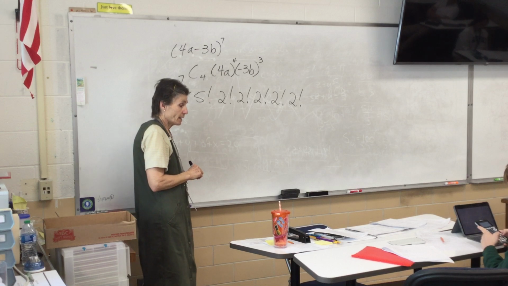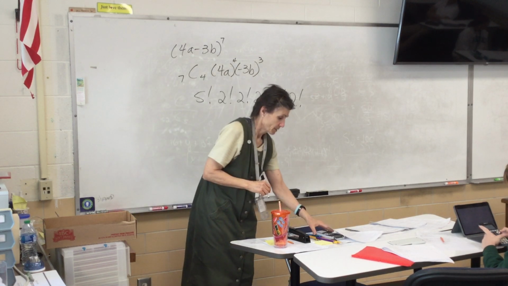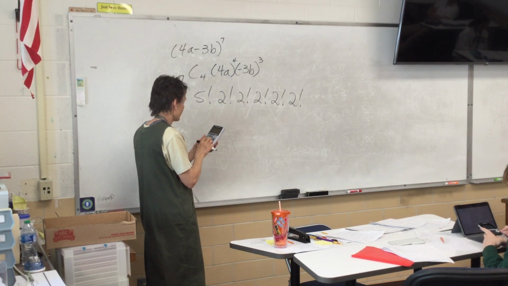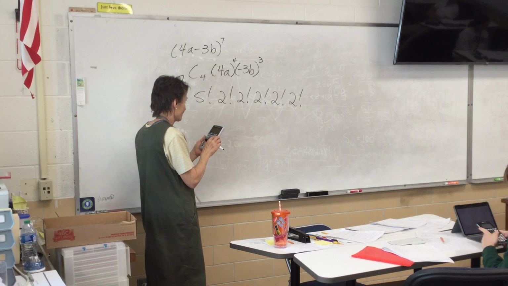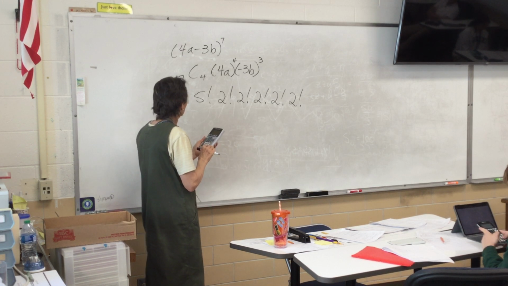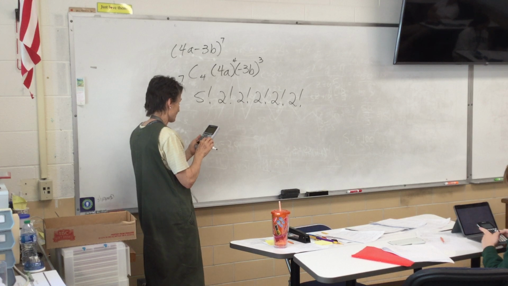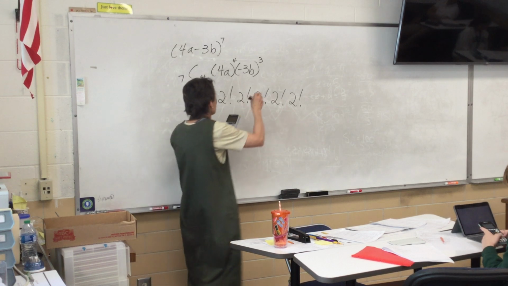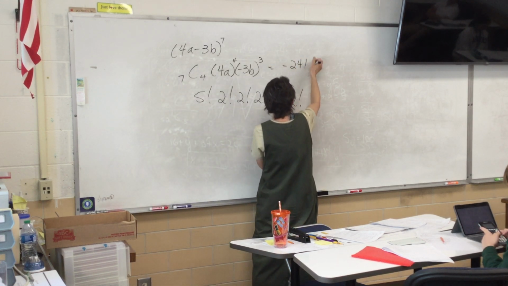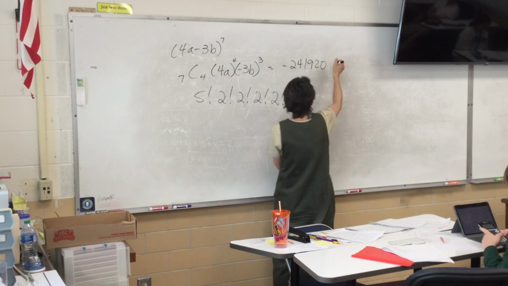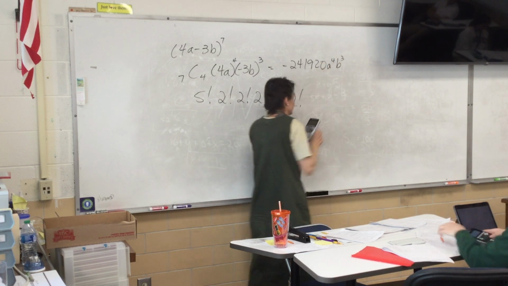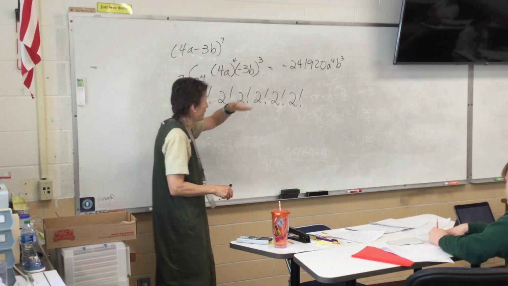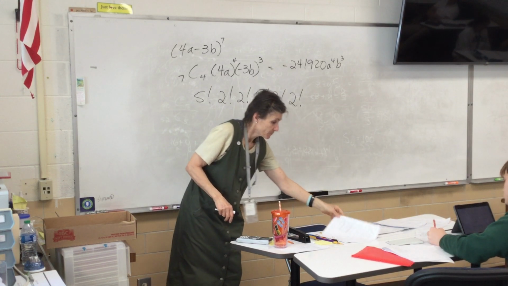So when I multiply this, I am going to have to multiply the whole fourth term, so I'm gonna have to multiply 7C4 times 4 to the fourth times -27. So I have -241,920 a to the fourth b cubed. All of that gets multiplied together to get your answer.